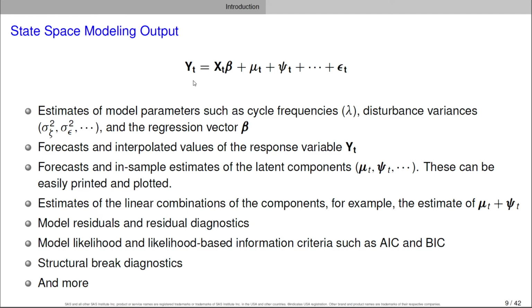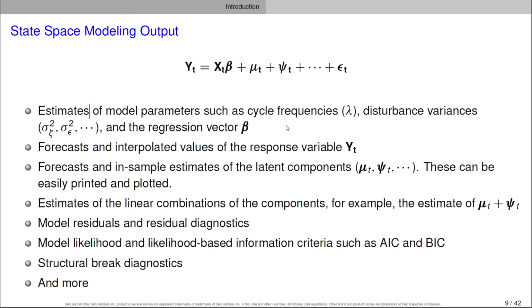Finally, I will conclude the introduction to the SSM part of this tutorial by describing the output of a typical SSM-based analysis. For example, after you have postulated an SSM or a UCM, you can use procedures like UCM and SSM for model fitting. The following list shows the main sections of the output produced by these UCM and SSM procedures. These procedures will give you estimates of model parameters such as the estimates of cycle frequency, disturbance variances, and the regression vector beta.